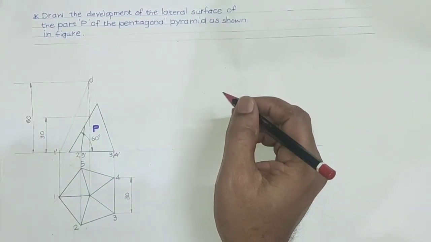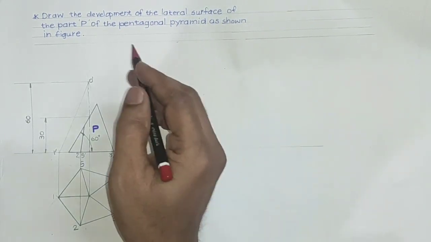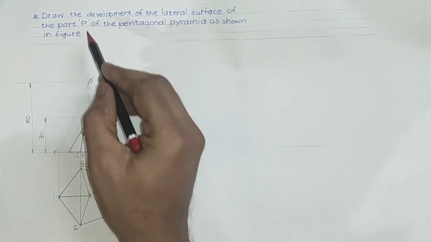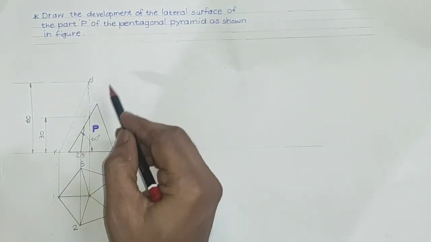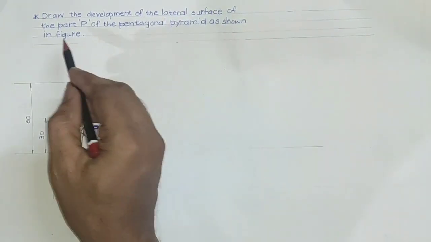Let us solve a problem on development of lateral surface of a pyramid. The given solid is a pentagonal pyramid. This is our problem. Draw the development of the lateral surface of the part P of the pentagonal pyramid as shown in figure.